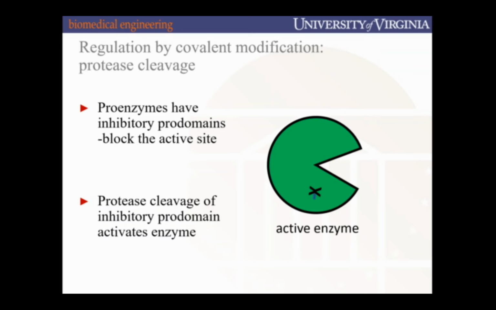One thing I want to point out here is that this is an irreversible change. Once the prodomain is cleaved off, it diffuses away and it's never going to be religated back on. This is different from protein phosphorylation that we were discussing earlier, because phosphate groups can be taken on and off, so the enzyme can be continuously regulated in this way. Kinases can be turned on and off, and then on and off again. We'll talk more about how that happens later in the semester during our lecture on cell signaling.